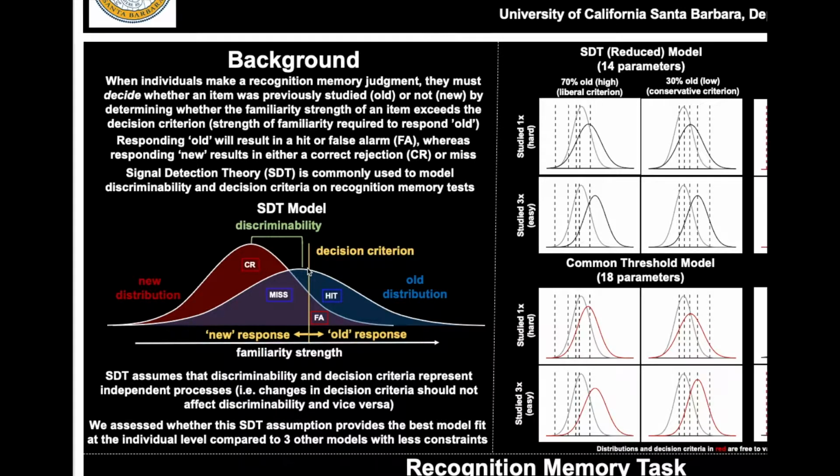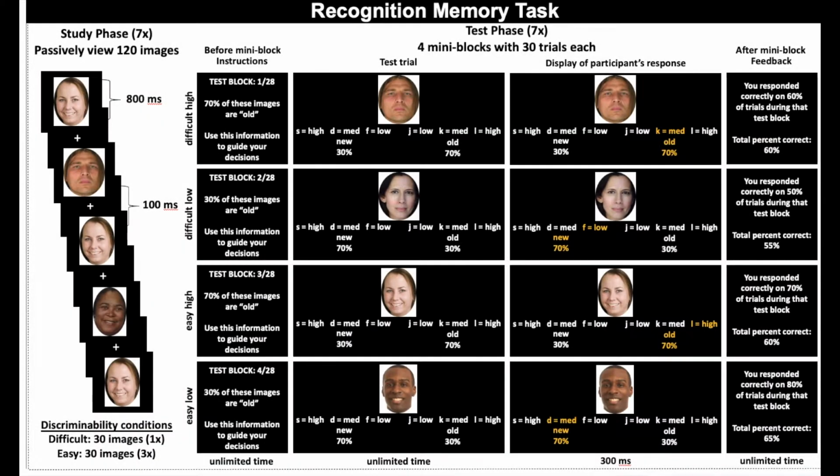decision criteria. In this study, we assessed this assumption and compared performance against 3 other models that had fewer constraints to determine if the signal detection theory model is the best model, specifically at the individual level. We manipulated both discriminability and the decision criteria during a recognition memory test where participants had to rate their confidence as to how well they thought they remembered old or new images.